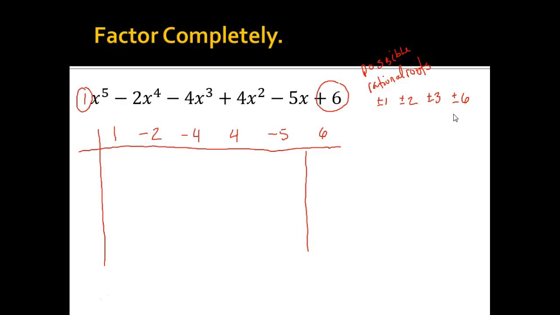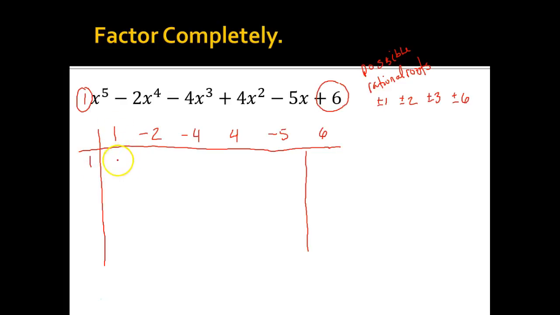So that's where I'm going to start. I'm going to start with those and see which of those are going to be the roots for this, or are going to give me my factors. All right, so let's just start with the easy one. We'll start with 1 because it's easy.